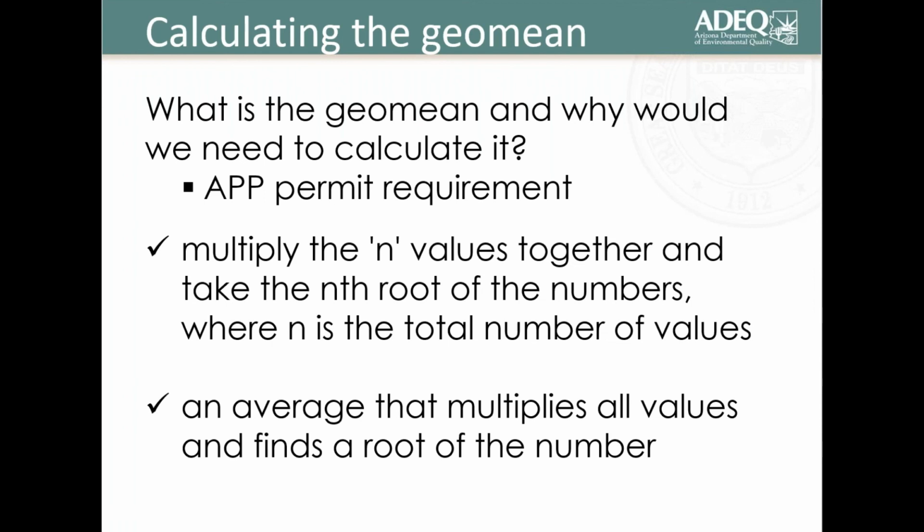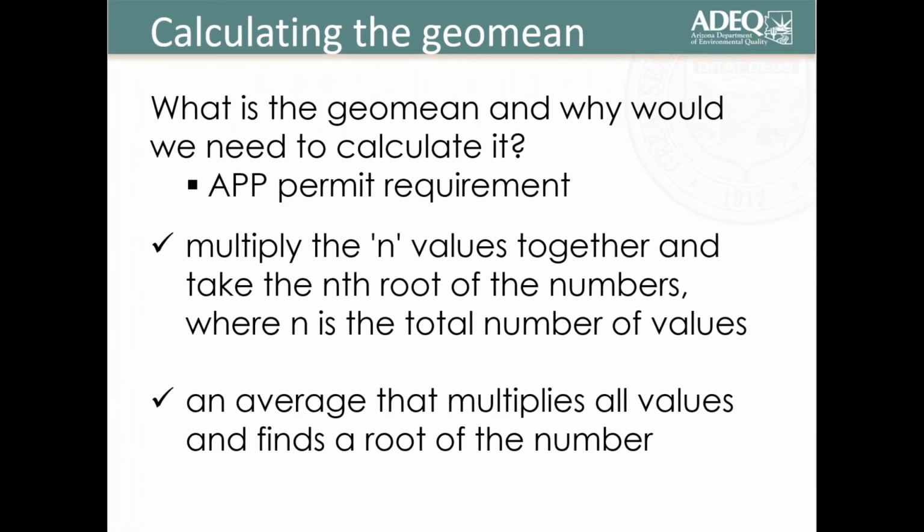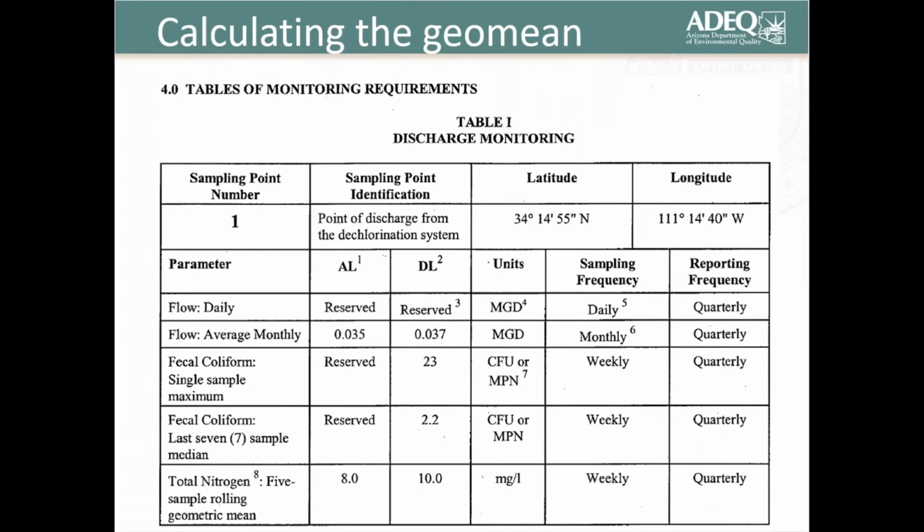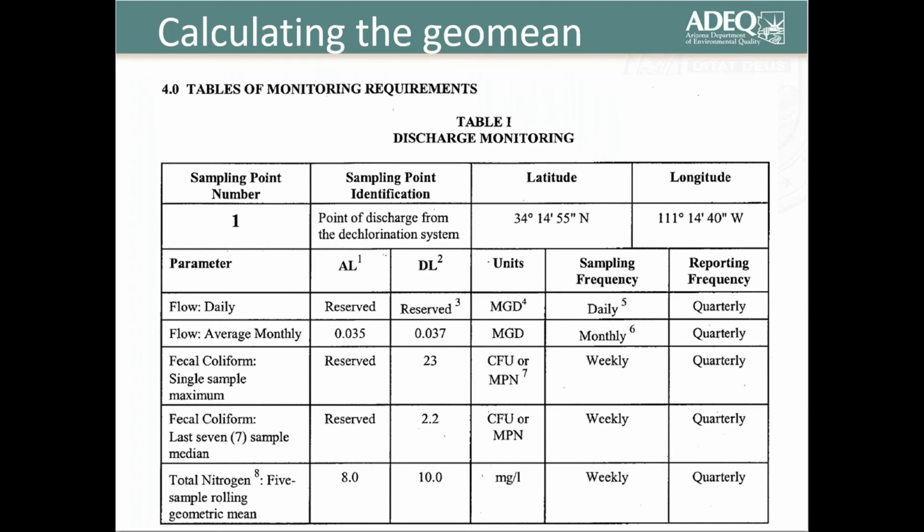And then just a couple of verbal explanations: we're multiplying the numbers that we have together, and then we're taking the nth root. Another way to say it is an average that multiplies all the values and finds a root of the number. And I'm going to show you that. Well, first, here's the permit language.